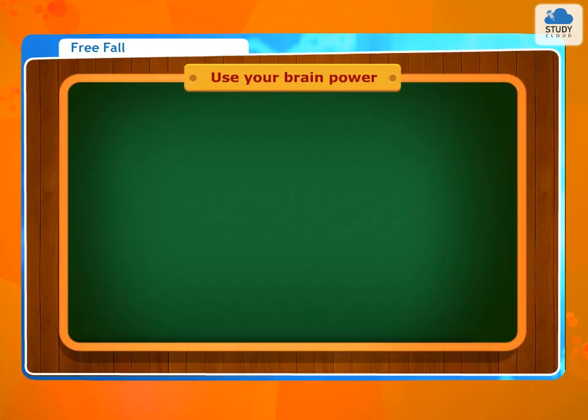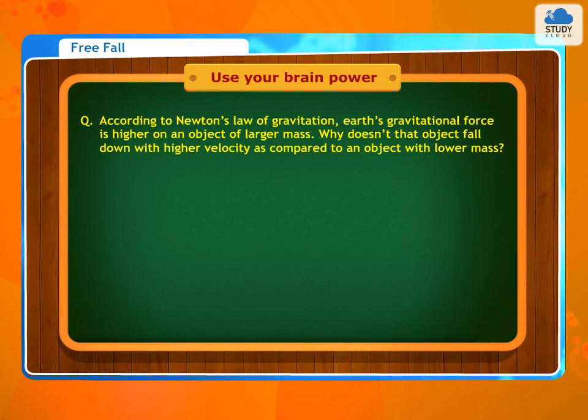Use your brain power. According to Newton's law of gravitation, Earth's gravitational force is higher on an object of larger mass. Why doesn't that object fall down with higher velocity as compared to an object with lower mass?